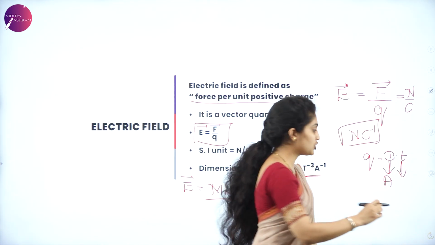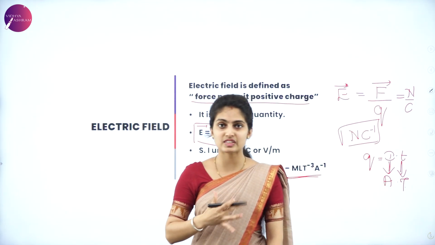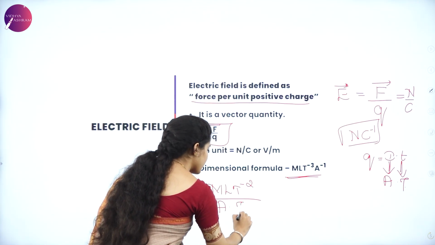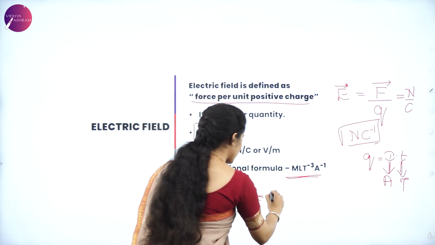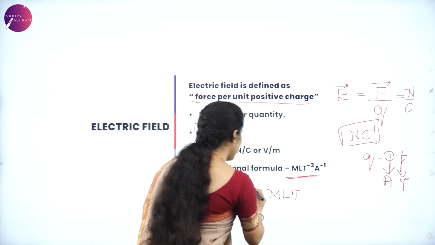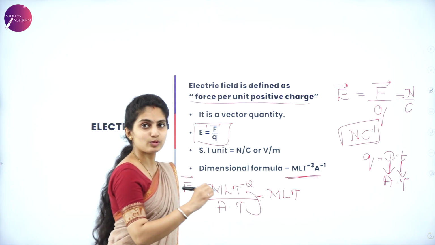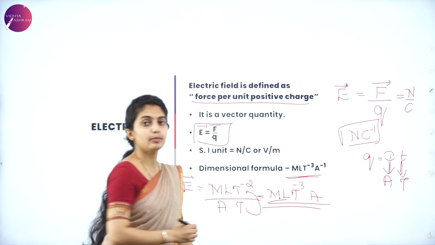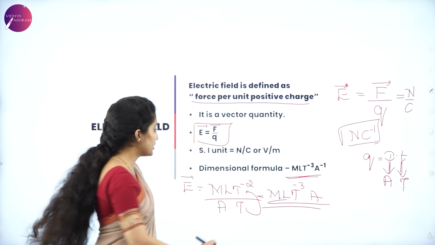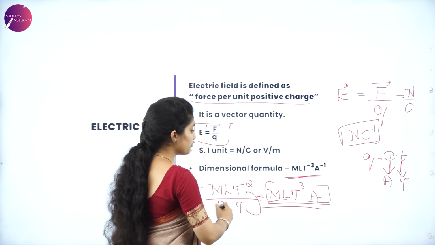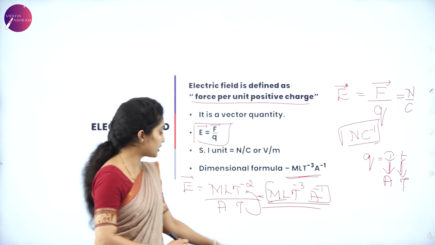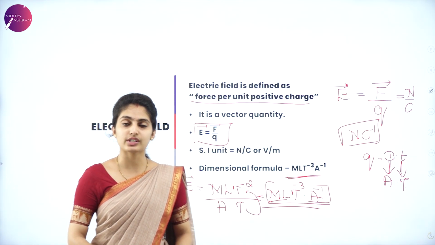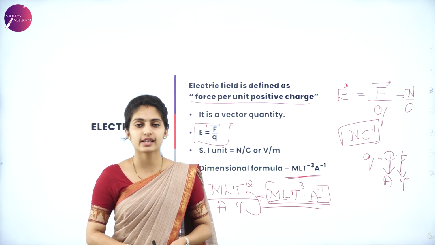Time usually we just give as T itself. Dimension is represented in T, whereas the SI unit will be represented in seconds. So you have A into T, which can be taken to the numerator, so it becomes M L T minus 2, and when this goes up it becomes minus 1, so minus 2 minus 1 becomes minus 3, and you have A inverse, because we are taking this to the numerator. MLT minus 3 A inverse is the dimension formula for electric field.